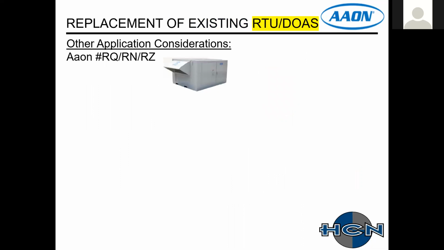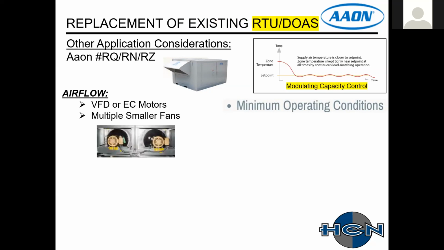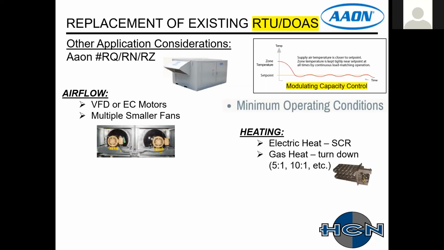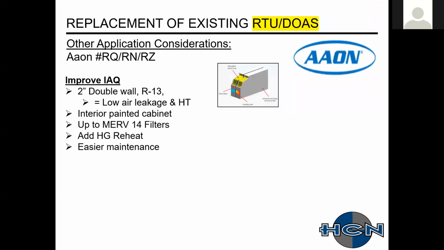So back to our rooftop units from application considerations. Just want to try to emphasize once again those minimum operating conditions to provide modulating capacity control. So from an air flow perspective, provide VFDs or EC motors, provide multiple smaller fans. From a heating standpoint, provide the necessary staging if you have electric or gas heat. And then for DX cooling, instead of on-off operation, there are all these different options available for additional modulation, all right, for your cooling as well as hot gas reheat, all right.